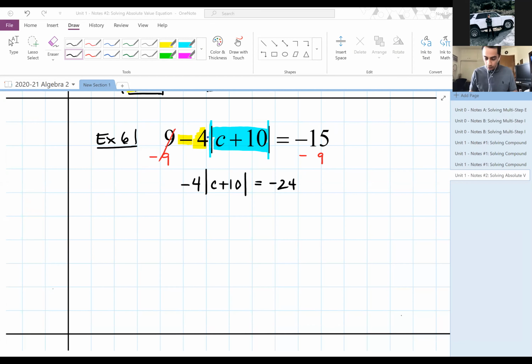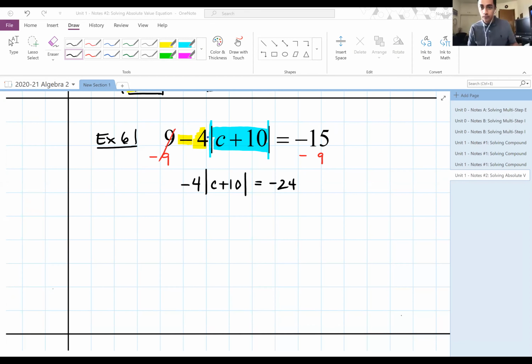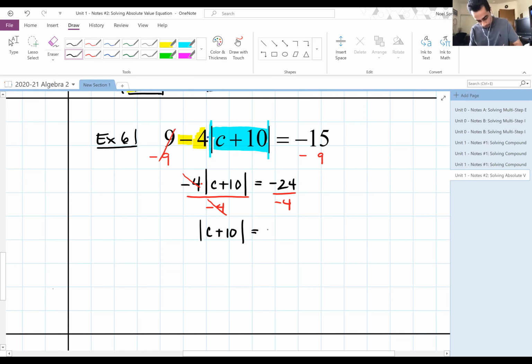Okay. So then from here, what we want to do is now get rid of the -4. Since it's a product of -4 times the absolute value, what we would do is divide by -4 on both sides. So the -4 cancel, and now you can bring down the absolute value of c plus 10, which would be equal to 6. So the -24 divided by -4 becomes a positive.